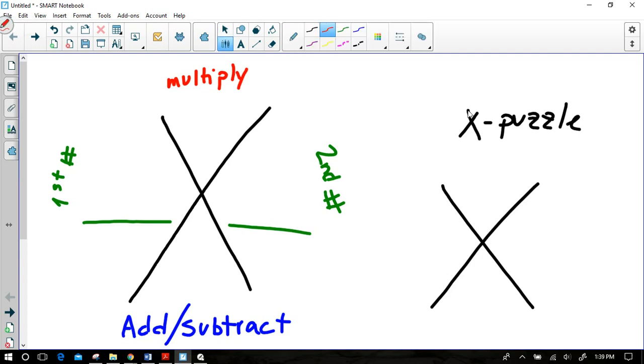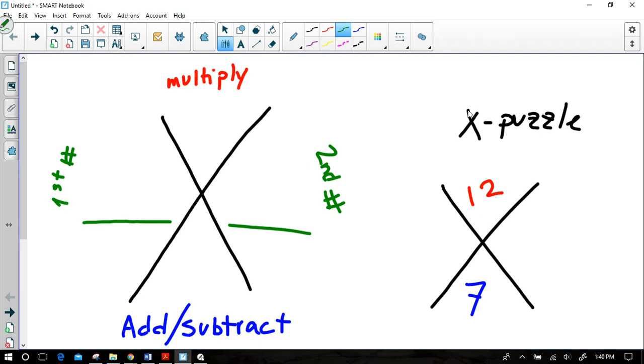So what if I gave you two numbers, okay? Let's say 12 on top and 7 on bottom. And I'm color coding for you because I want you to remember that red is multiply, blue is add or subtract, okay? Your goal to solve this puzzle is to come up with two additional numbers that would multiply to give you the top number, but they would add or subtract to give you the bottom number.